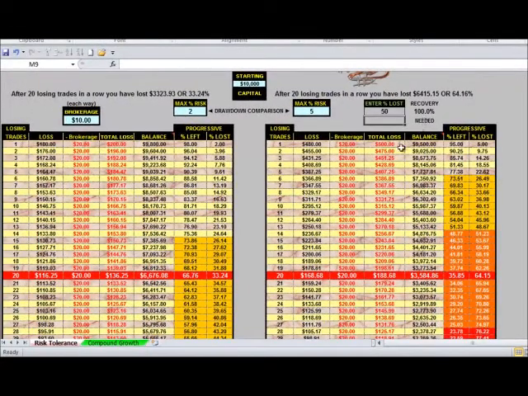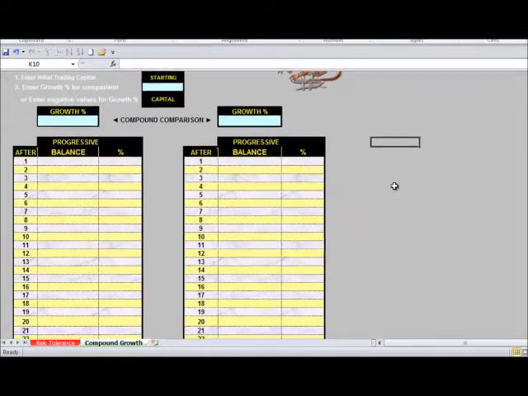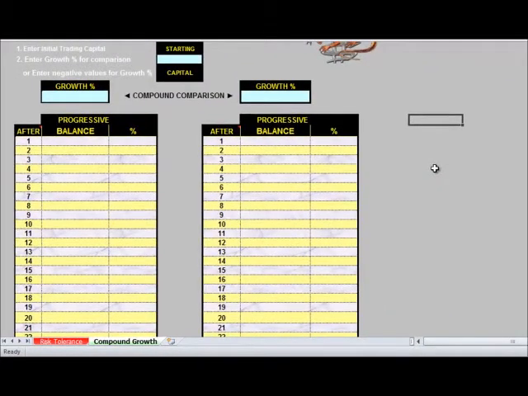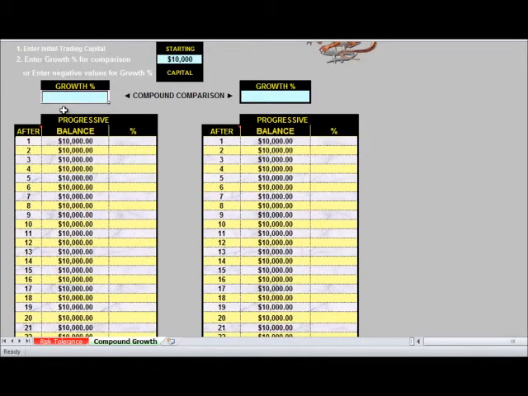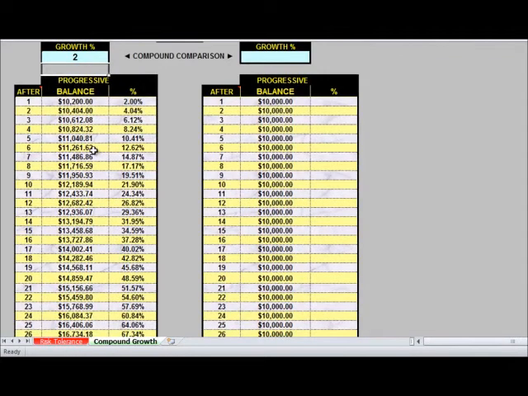Now here's another spreadsheet that's included for you. If you click down here at the bottom, called Compound Growth, this is how much your account will grow based on different percentage levels. So again, let's say that we're starting off with a $10,000 account. And let's say we manage a modest 2% growth per month. It doesn't sound like much, but let's go ahead and enter it in and see how that affects our account. If we were able to do 2% in our account per month, over a 1 year or 12-month period, our account would be up to $12,682 for a return of 26.8%. That's just coming back with a 2% growth rate.